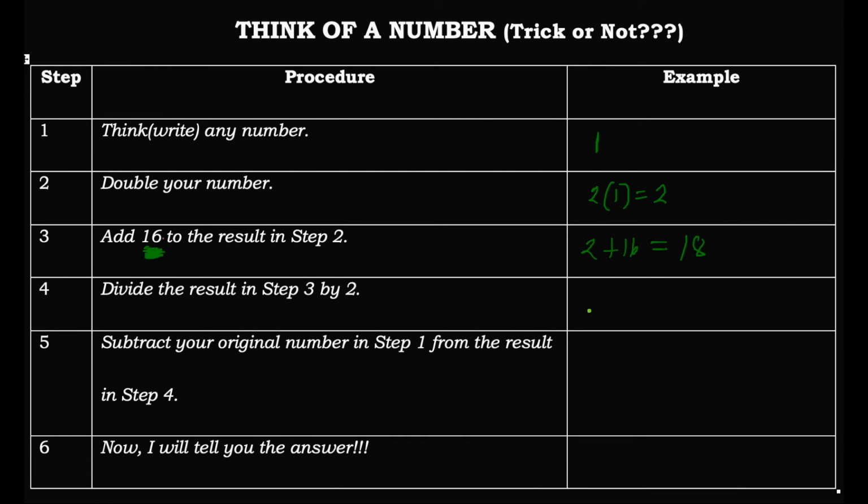And step number 4 says divide the result in step 3 by 2. That's easy. 18 divided by 2, and the answer is 9. My answer is 9. Your answer, I don't know what your answer is. Don't tell me. Number 5, subtract your original number in step 1 from the result in step number 4. So my result in step number 4 is 9, and I will subtract my original number, which is 1, and my answer is 8. You know, your answer also is number 8.